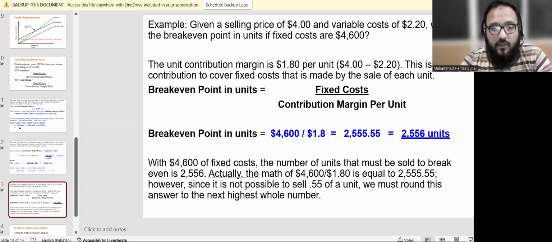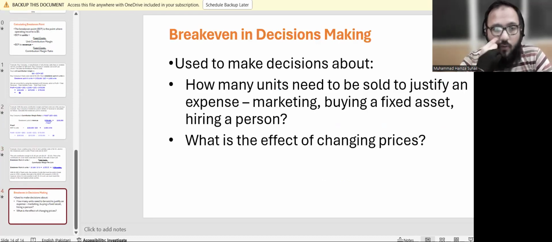And if you want to calculate the revenue, we have two options. Either you multiply 2,556 by the selling price, which is $4, and you'll get the dollar amount, or the second option is that you divide the fixed cost by the contribution margin ratio, and the quotient will be the same answer. Okay, so this is what break-even analysis is all about.